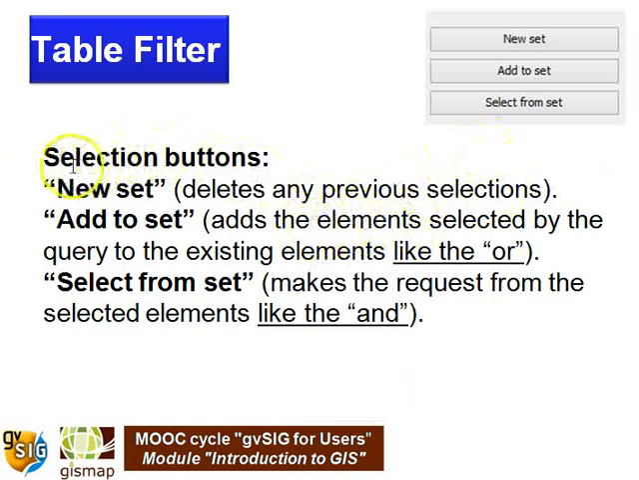Concerning the selection buttons, I have these three possibilities: new set, add to set, or select from set. In the first case, it deletes any previous selection that was done. Add to set adds the elements selected by the query to the existing elements, like the OR operator. Select from set makes the request from the already selected elements. It's like the AND logical operator.